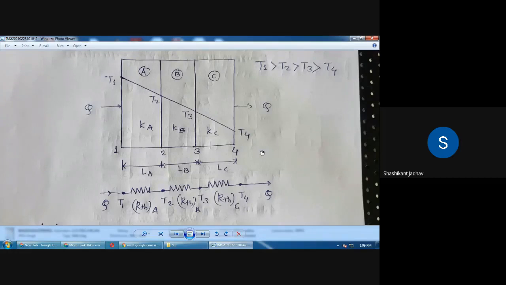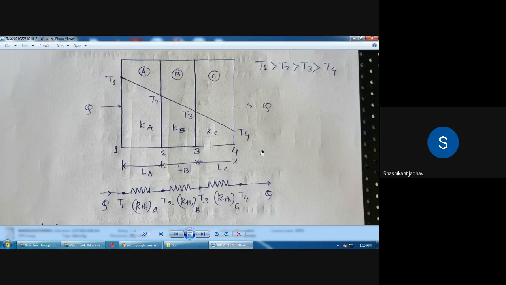Okay, so this is the diagram of the composite wall. In this diagram, there are three layers A, B, C. The temperature distribution for layer A is T1, T2, for B T2, T3, and for layer C T3, T4. Ka is the thermal conductivity of layer A, Kb is the thermal conductivity of layer B, Kc is the thermal conductivity of layer C. Then the thickness of layer A is La, the thickness of layer B is Lb, and the thickness of layer C is Lc. And the heat transmitted through that composite wall is nothing but Q.